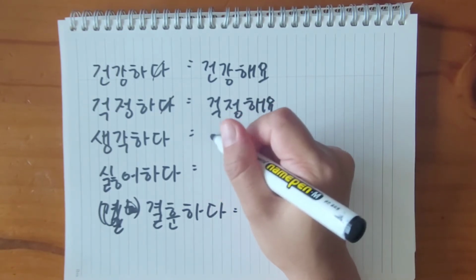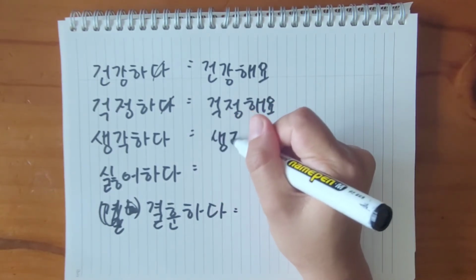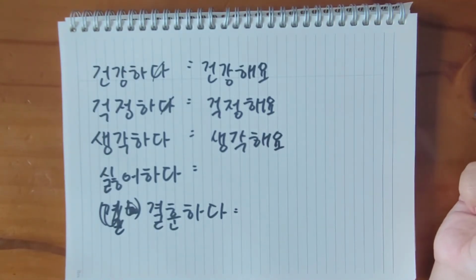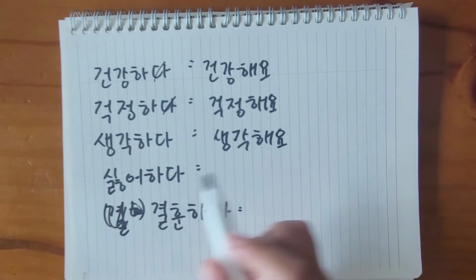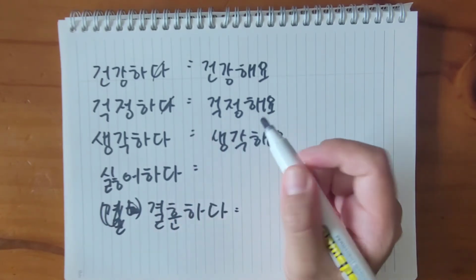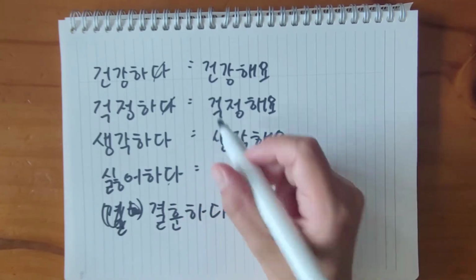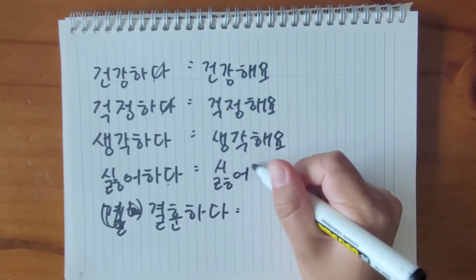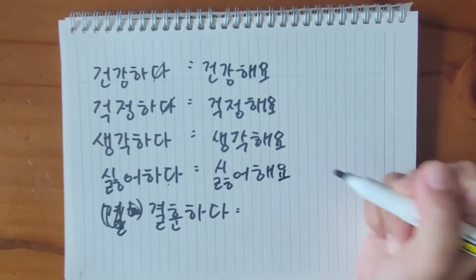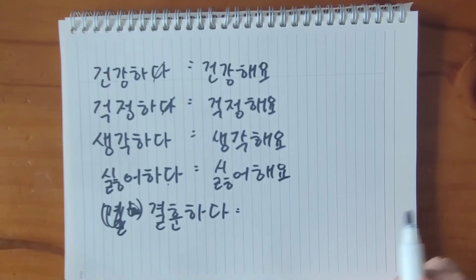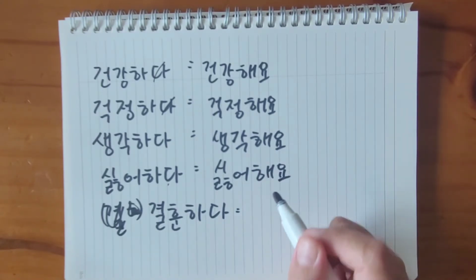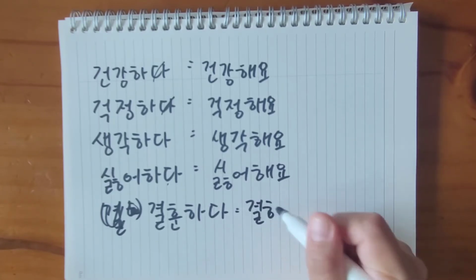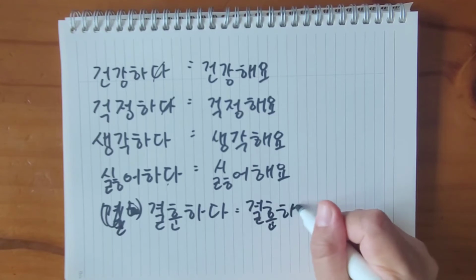생각하다 magiging 생각해요. 생각하다 is to think. 싫어하다 means to dislike, magiging 싫어해요. 결혼하다 means to marry, magiging 결혼해요.